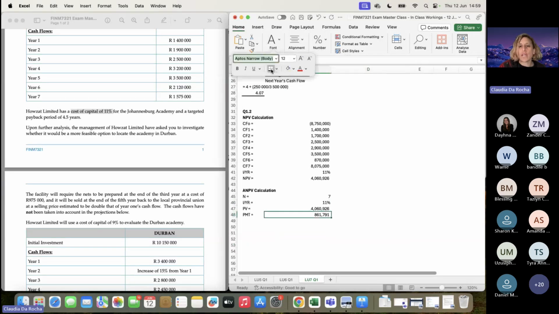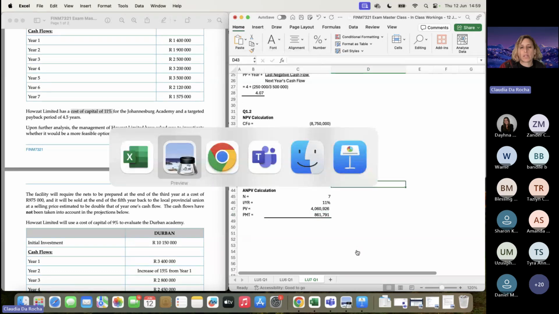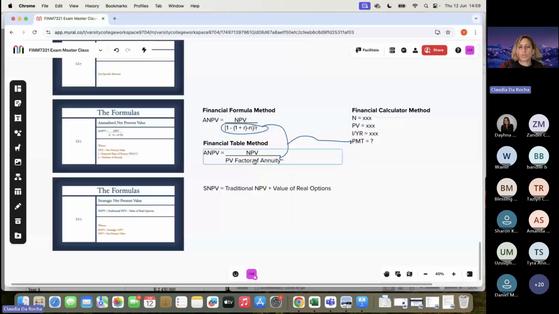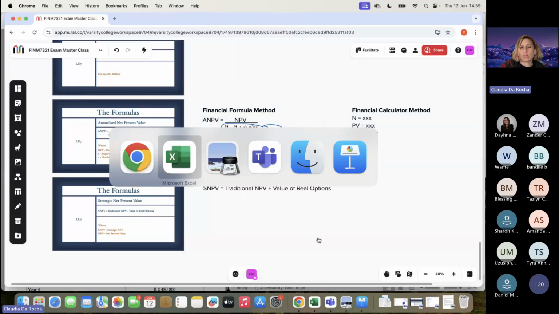Okay, obviously, remember there are other ways. You could have done the table method, where you do a table with the present value factor, or you could have done a formula. Both would have been acceptable.